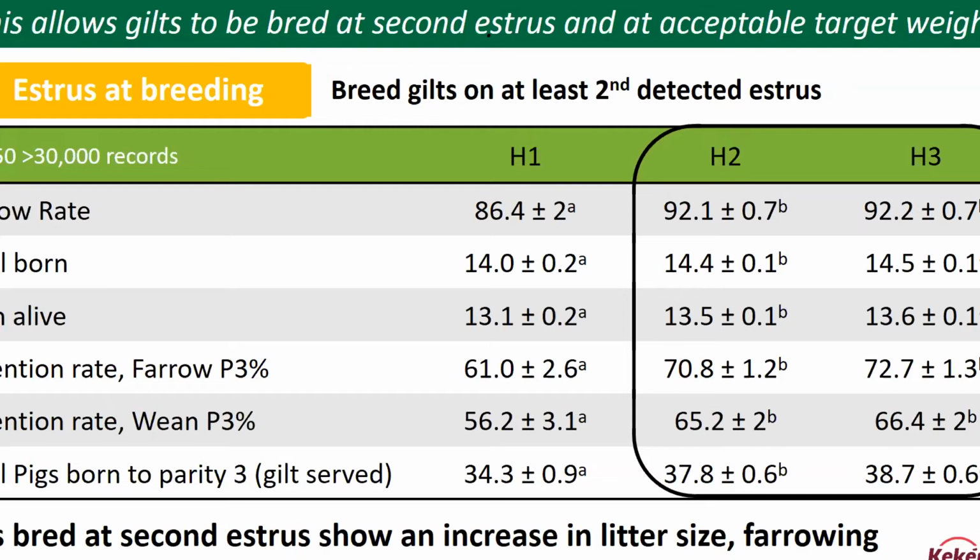And often when we do go into farms, it's often said, well, those gilts are old enough, they should have cycled. I don't think this is something that we can assume has happened, because more often than not, when we go onto farms, we actually measure this. Gilts are actually still being bred at first estrus.